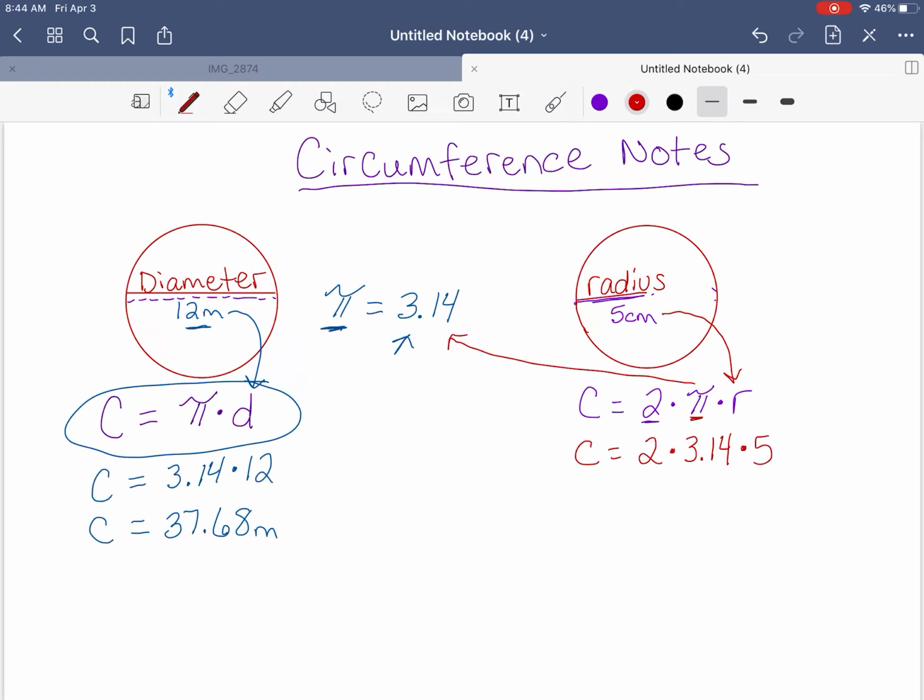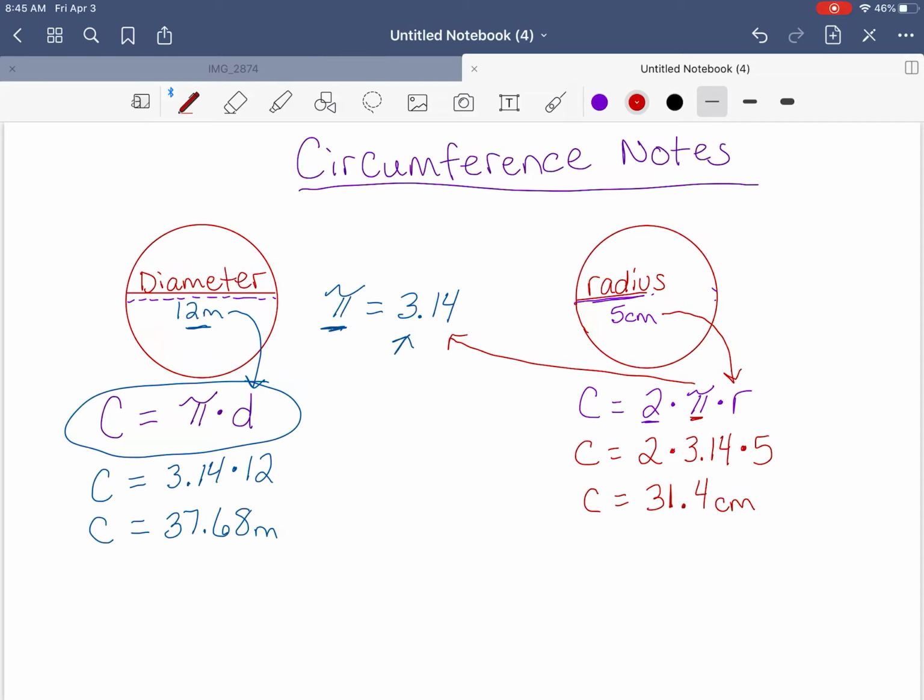And again, you're just going to plug these numbers into your calculator. So we have 2 times 3.14 times 5, and our circumference of the circle using the radius is 31.4 centimeters. All right, so we just calculated the circumference of a circle using the diameter, which was our circle on the left, and the radius with our circle on the right.